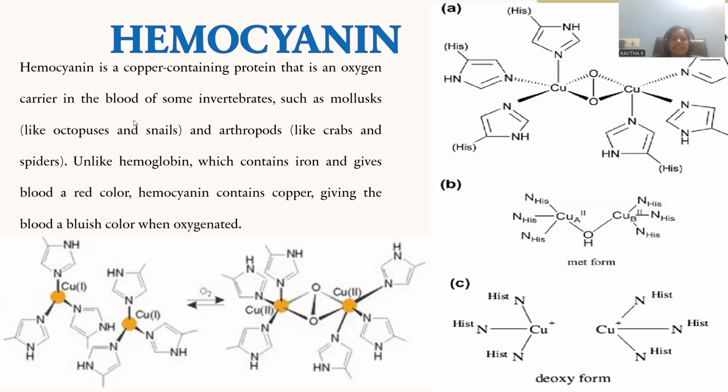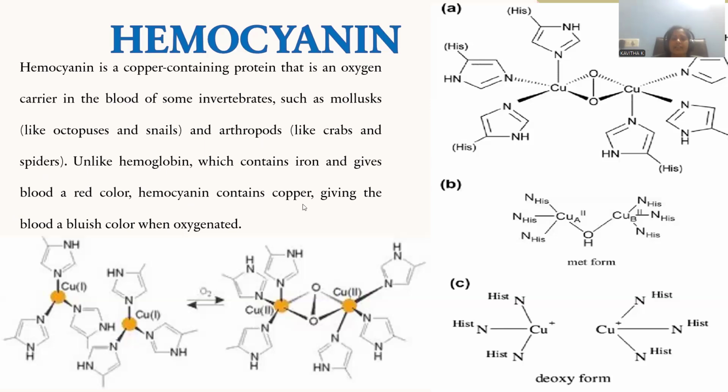Such as molluscans like octopus and snails, and arthropods. Arthropods are nothing but insects only. Crabs and spiders are also categories of arthropods. Unlike hemocyanin, hemoglobin contains iron. Hemoglobin has an iron coloring pigment inducing red color, so the blood exists in red color due to the iron.